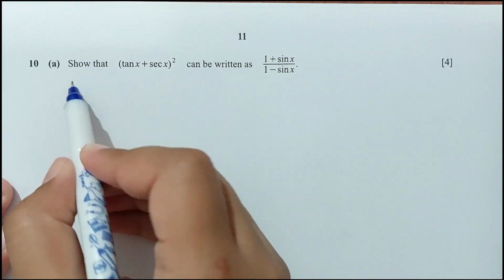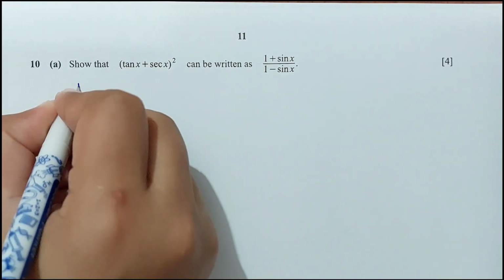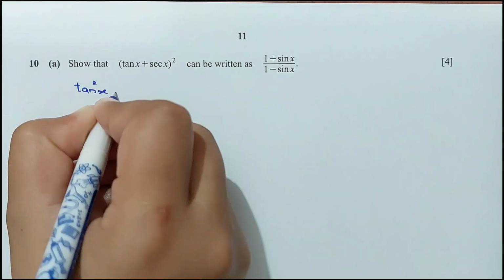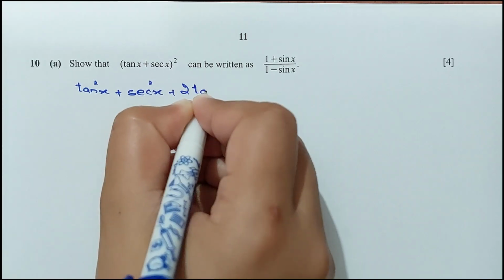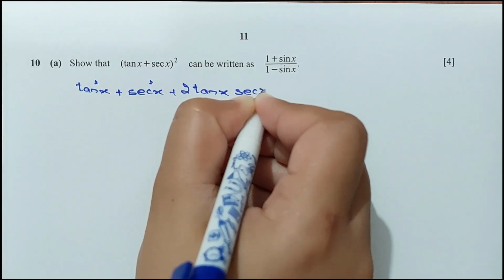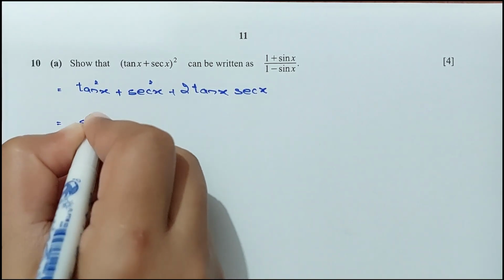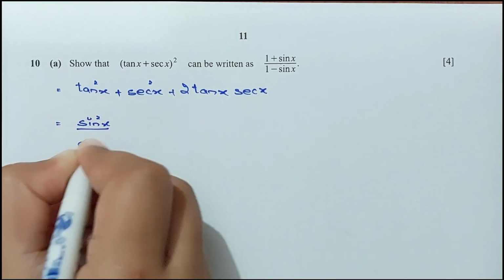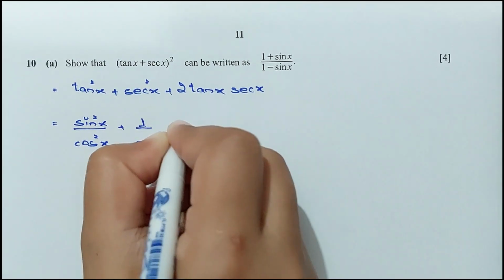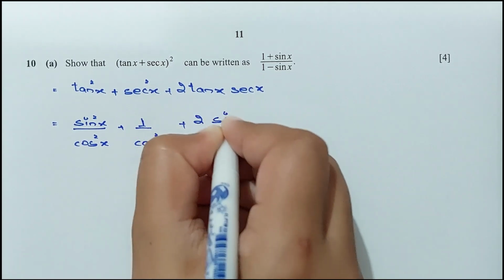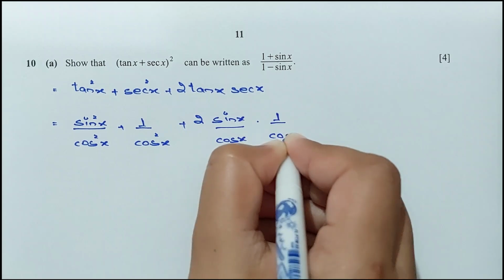Question number 10 part A, show that this can be written in this form. Alright, so let me open the square. This is tan squared x plus secant squared x plus 2 tan x secant x. Now let me simplify this. Tan is sine over cos, so sine squared x over cos squared x. Secant is 1 over cos squared x, plus 2. Tangent is sine x over cos x, into 1 over cos x.